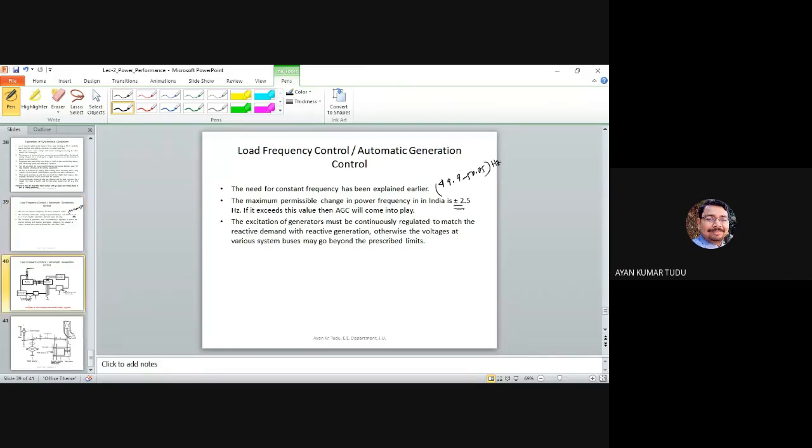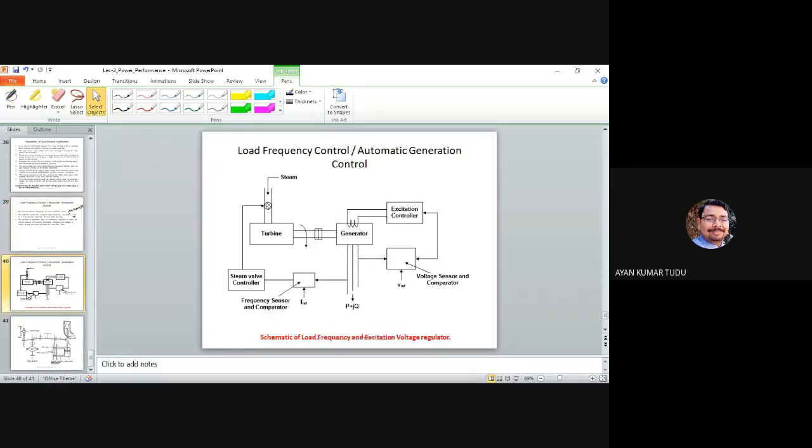These automatic generation and voltage regulation equipments are installed on each generator. This is the typical schematic of load frequency and excitation voltage regulators. As you can see, the turbine and the generator are connected through a shaft. There we have the steam valve controller, and its input is coming from the frequency sensor and comparator. Similarly, we have the excitation controller on the right-hand side. We have the voltage sensor and comparator, whose output is also controlled by the excitation controller.